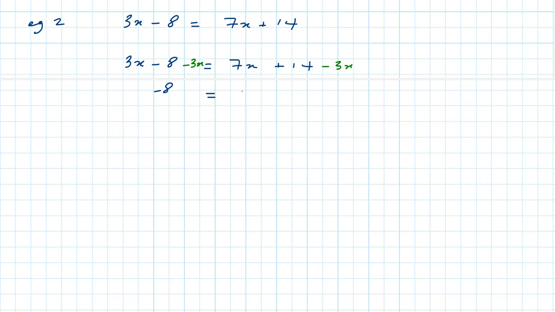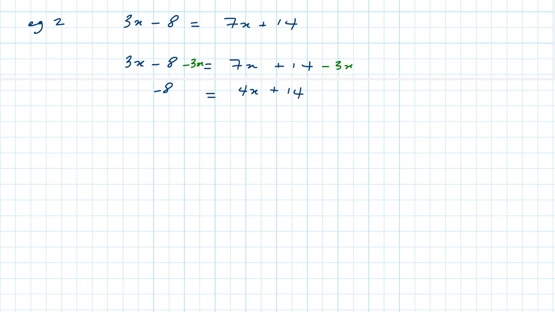Another example, same thing. Can we solve 3x minus 8 equals 7x plus 14? Now this time, if you look, we've got more x's on the right-hand side than the left-hand side. So the trick is going to be here to eliminate the x's from the left-hand side. And I can do that by subtracting 3x from both sides of the equal sign. That's going to leave me with negative 8 is equal to 4x plus 14.